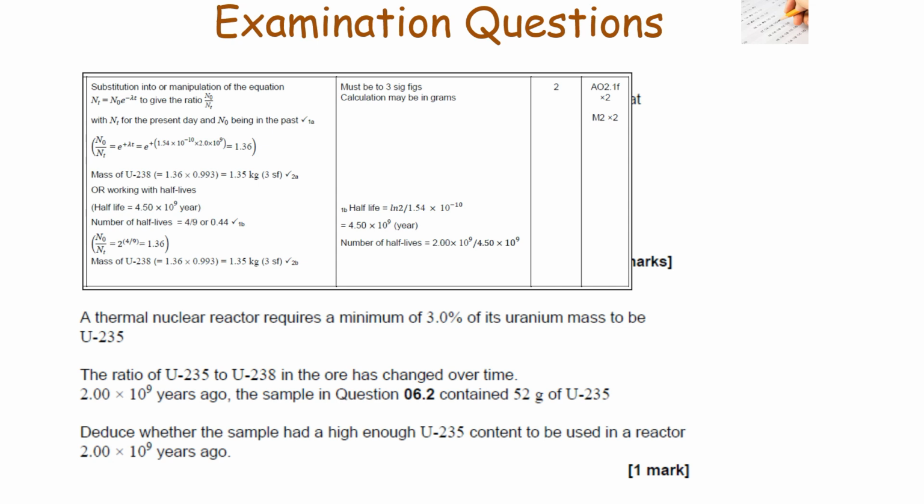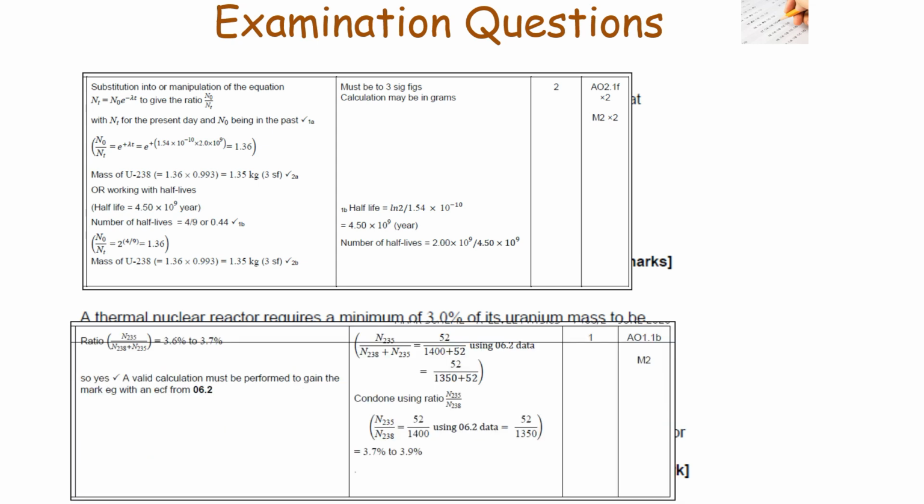So we could also do it by saying the half-life is 4.5 times 10 to the 9 years. So how many half-lives are taking place? Well, it's going to be 0.44. So therefore we can say that 2 to the power of 0.44 is 1.36. So therefore we do 1.36 times 0.993, because that's how much there is. It's 1.35 kilograms. Now for the second question, you can just ratio them. So you do your ratio of the number of 235 divided by number of 238 plus 235, and you get 3.6 to 3.7%. So therefore it can carry out nuclear fission because it's above 3%.